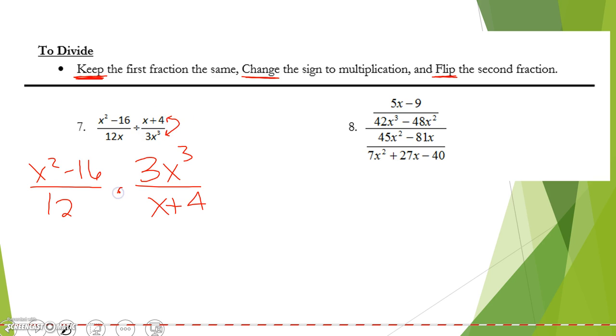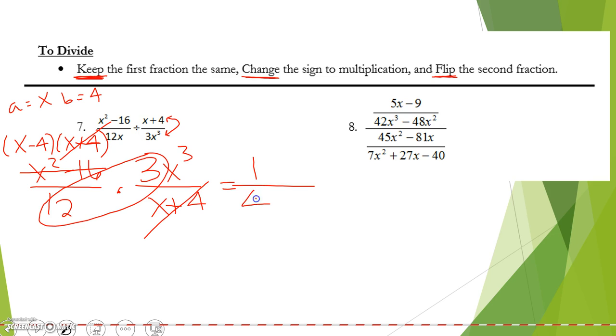All right, so now I'm going to factor and cancel just like I've been doing. So x squared minus 16, that's the a and b formula. A is x, b is 4. I square rooted them. A minus b, a plus b. We got some monomials, and x plus 4 can't be factored. So now I can cross those out, and I can reduce the monomials. So I can reduce the 3 and the 12, which reduces to 1 over 4, and then that x cubed.